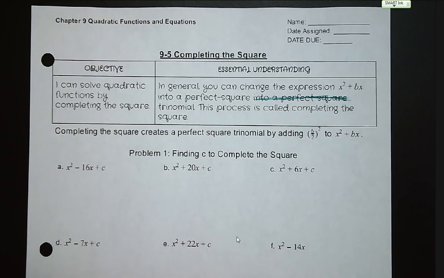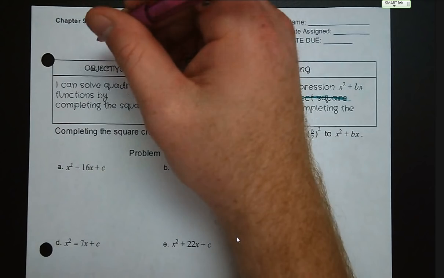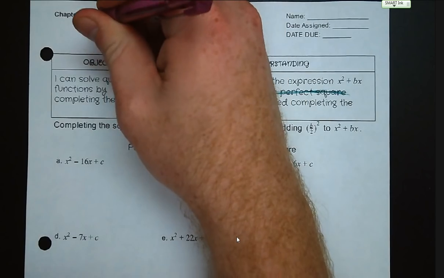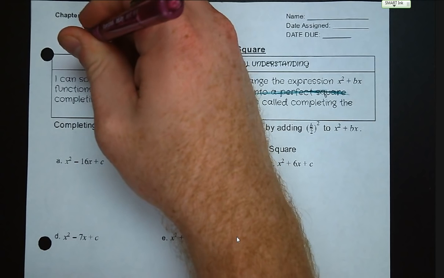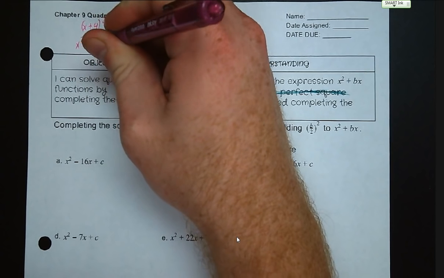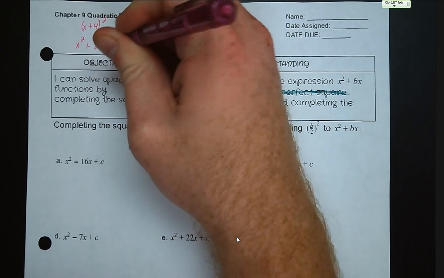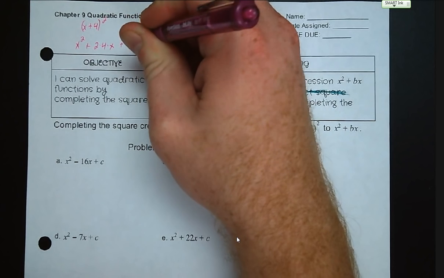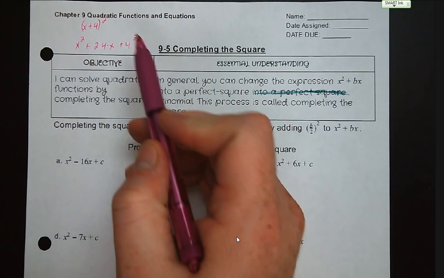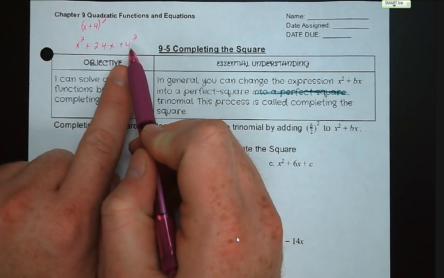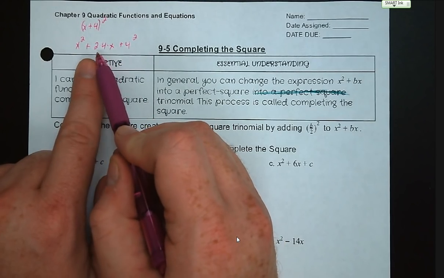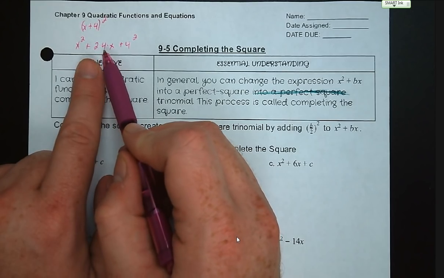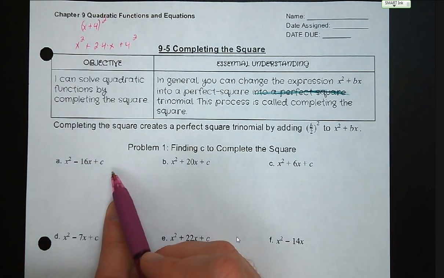If you'll remember, we had our special case of x plus 4 squared, and we said it was x squared plus 2 times 4 times x, and then it was plus 4 squared. In order to get that 4 squared, which is what we're trying to find, we need to divide our b term by 2 to get rid of the 2 there, and then we would just be left with the 4 that we square to give our c value. So that's what we're going to do.